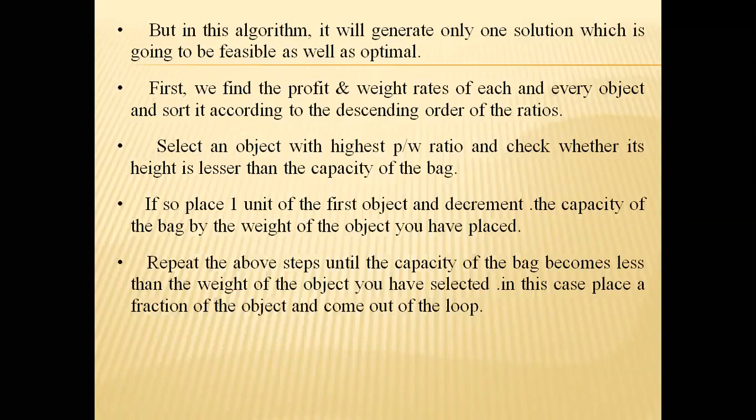First you calculate the P by W ratio and place first the object which has the highest P by W ratio, so that with less weight you get maximum profit. That's why we use the P by W ratio. You select the object with the highest P by W ratio first, provided it is less than the capacity of the bag. So you place 1 unit of the first object and decrement the capacity of the bag by its weight.